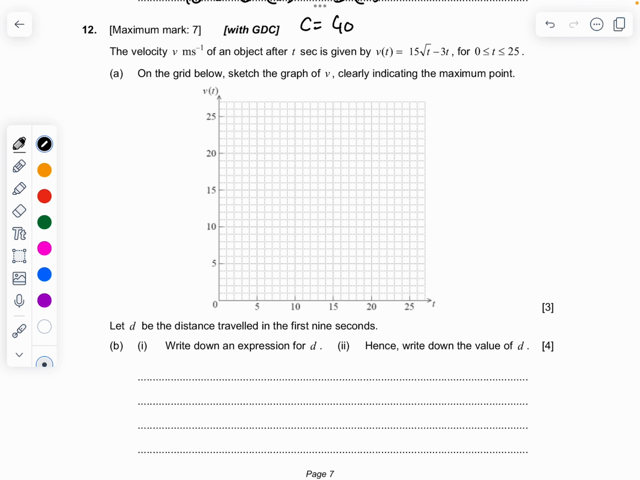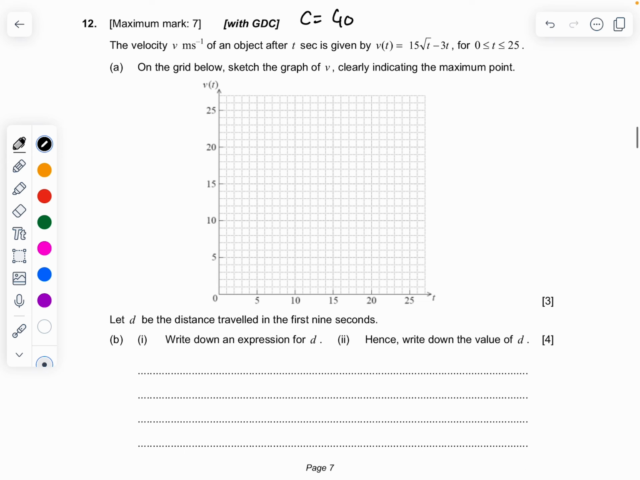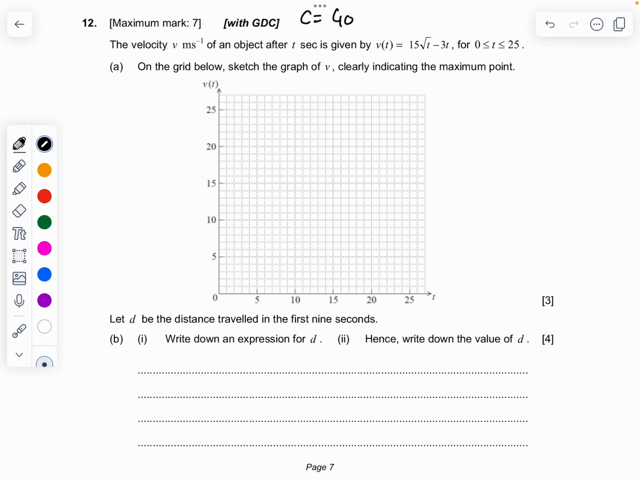Question number 12. The velocity v meters per second of an object at t seconds is given. On the grid below, sketch the graph. So using the GDC, I am drawing it out over here between 5.1 and the second line over here, and this point and this point. So I'm joining the curve over here approximately in this shape.